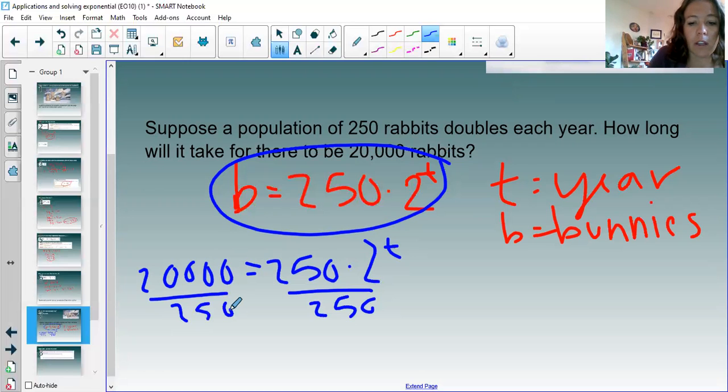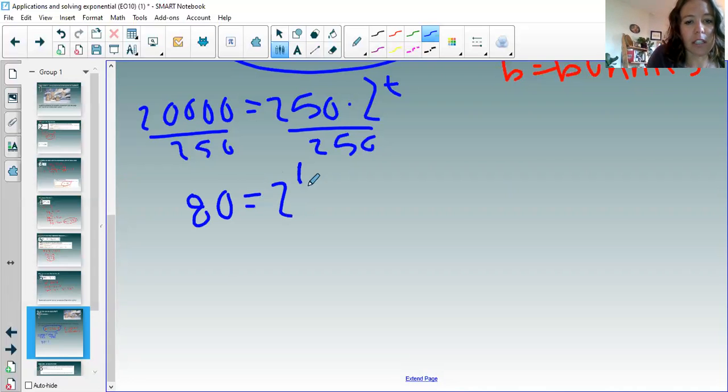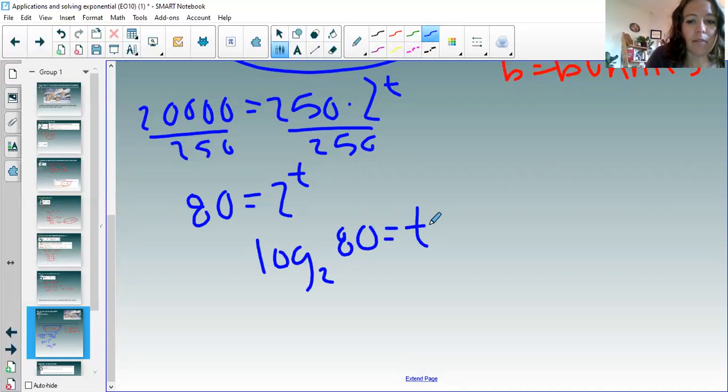Okay, and let's extend this page a little bit. So if I do 20,000 divide by 250, I get 80 is equal to 2 to the t power. Now this is an exponential that we just learned how to solve. We can rewrite this and say that log base 2 of 80 is equal to t.